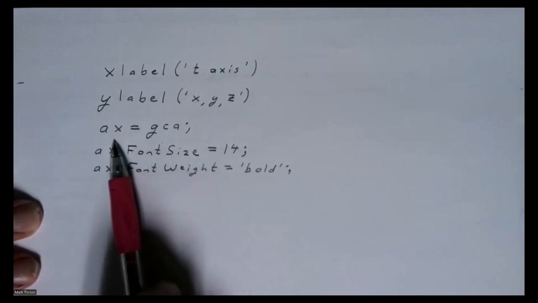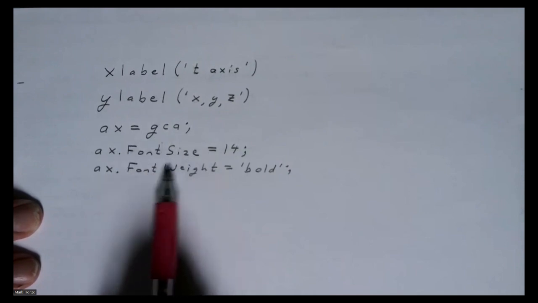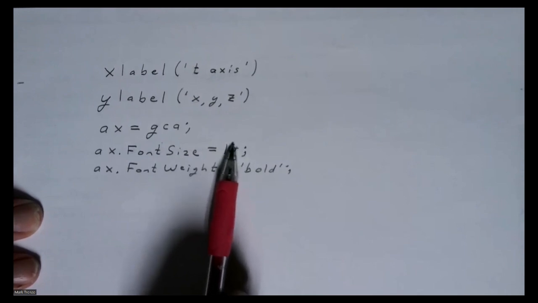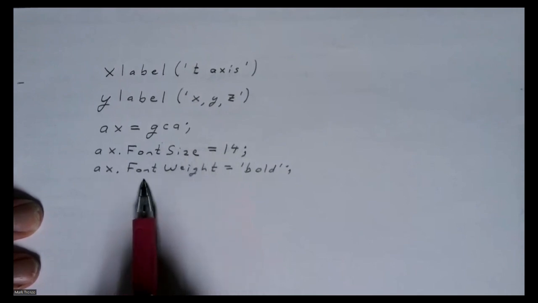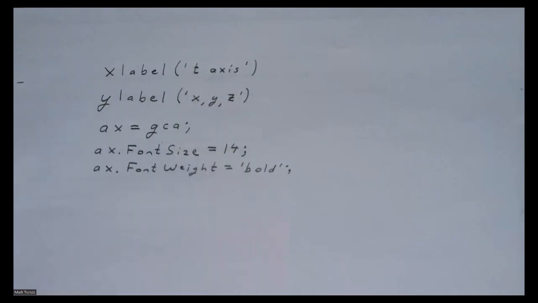And I'm going to change the font size of all the numbers on our graph, and you can do that by doing ax equals gca, ax dot font. I'm going to make the size 14, and the font weight is going to be bold. So I'm going to type all those in.